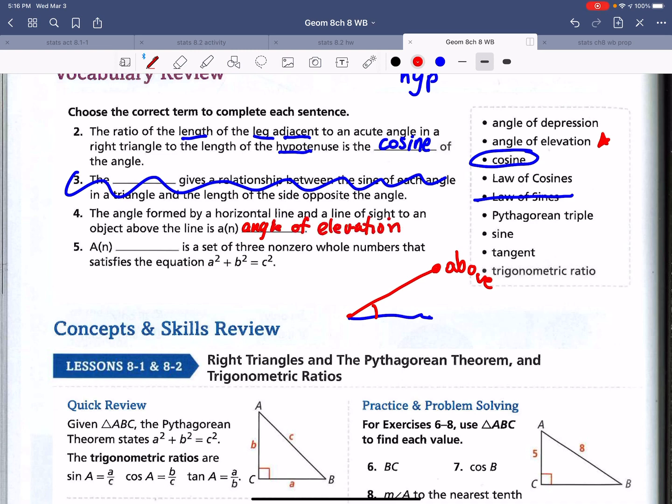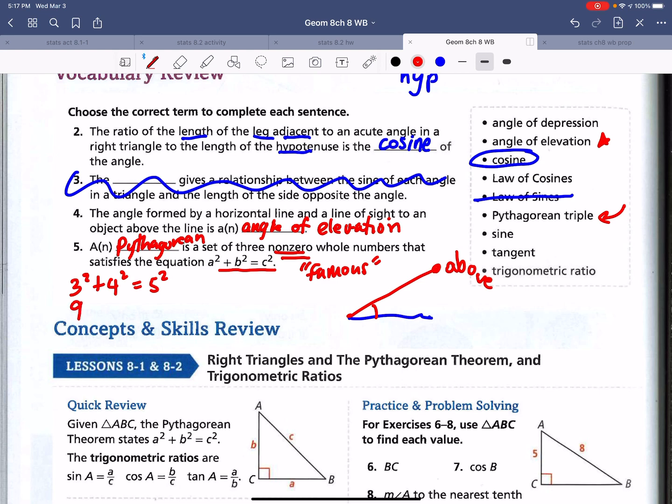All right, last one. A or and blank is a set of 3 non-zero numbers that satisfy this equation. That's called the Pythagorean Triple. So those are the ones that I call famous. I nickname those famous. So a Pythagorean triple would be 3, 4, 5.